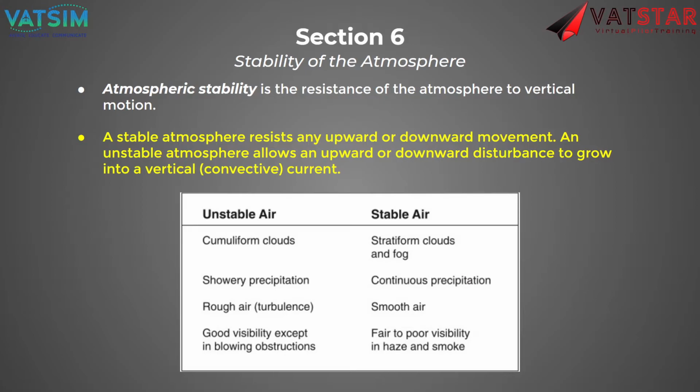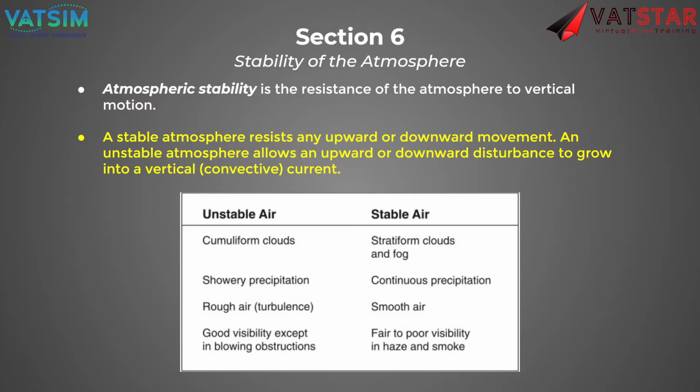So let's talk about some of the properties of an unstable or stable atmosphere. When you have unstable air, which allows vertical development, you'll typically get cumuliform clouds, which we'll talk about in a little bit. And those are like the puffier clouds, thunderstorm clouds, cumulonimbus, cumulus clouds, all the different types of cumulus clouds. You'll typically, with unstable air, get showery precipitation. So you'll get rain that's kind of on and off. You'll usually get rough air or turbulence, and typically, which people kind of get confused on this, unstable air will actually give you the greatest visibility.